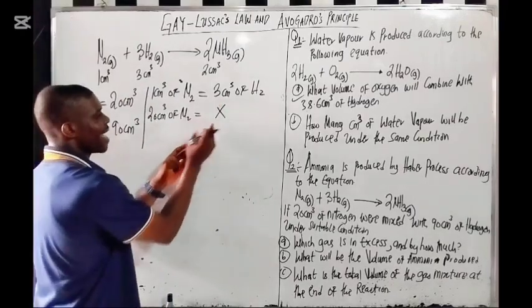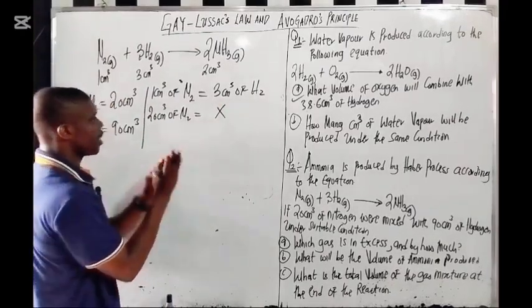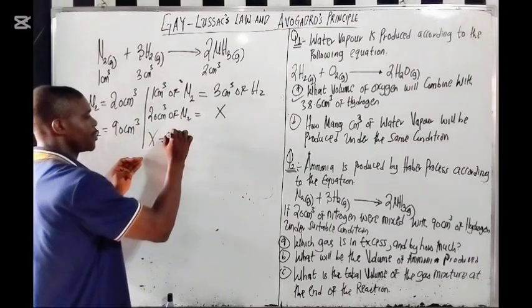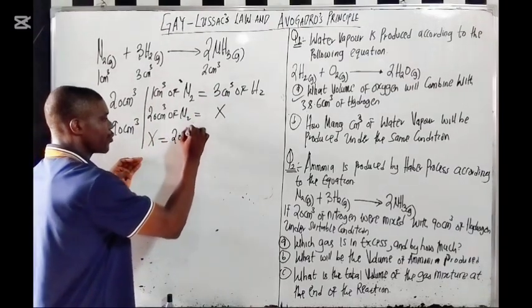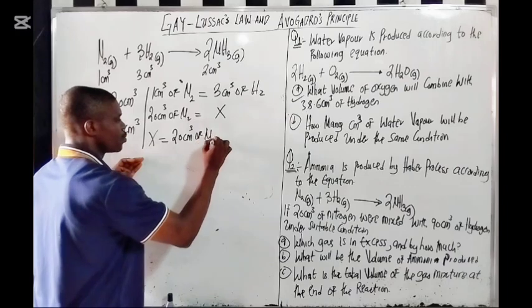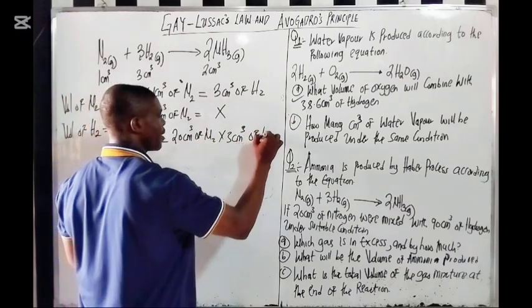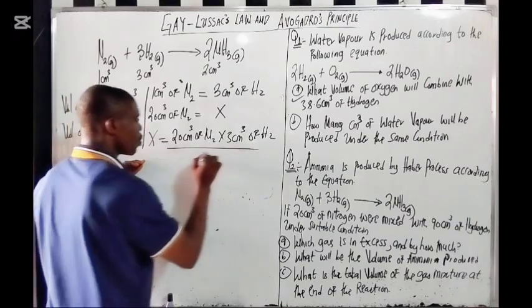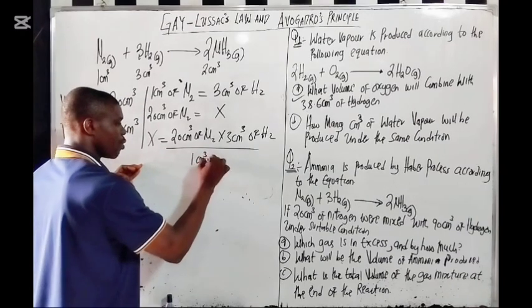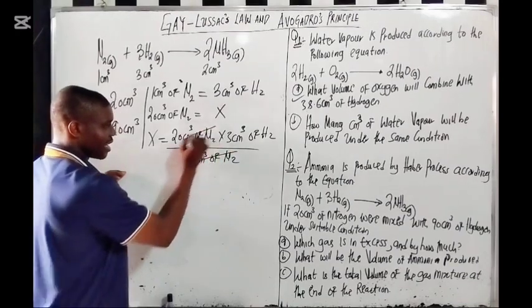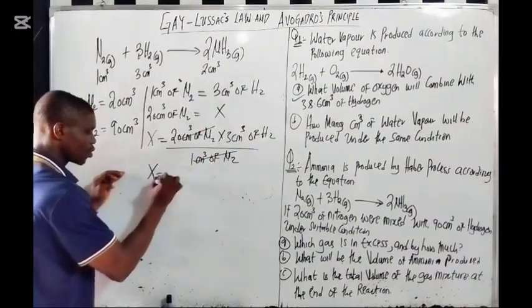If you want to make X the subject of the formula here, what do you get? X equals this times this, divided by this. So it will be 20 cm cube of N2 times 3 cm cube of H2, over 1 cm cube of N2. Can you see that? Because this will cancel out this. So my X equals what?